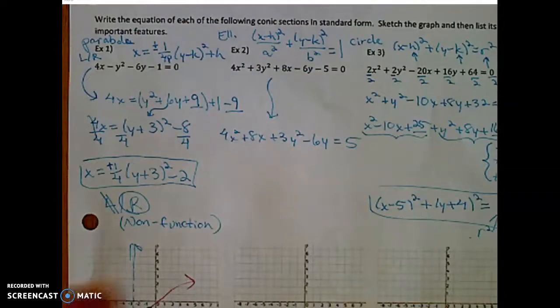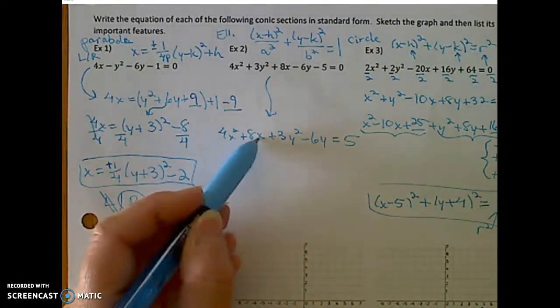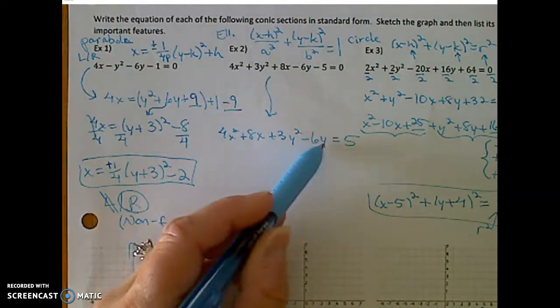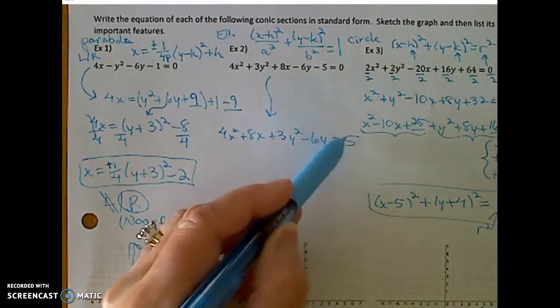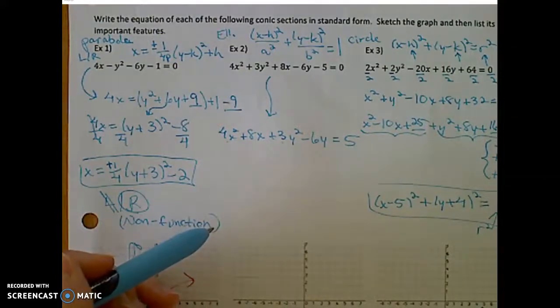Okay, this is where I ran out of time yesterday. Sorry about that. So I want to take my time here. I collected my x terms. I collected my y terms. I moved that 5 to the right. I never complete the square with a coefficient, so now I'm going to factor and complete the square.